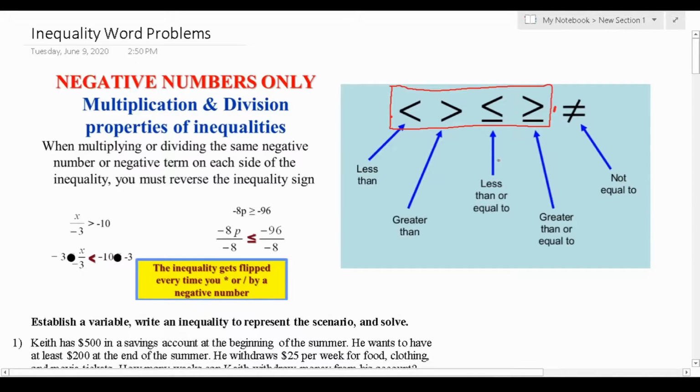Similarly, I also want to remind you that one of the other differences is when you multiply or divide by a negative across the inequality sign, that is on both sides of the inequality sign, that's going to prompt you to flip the direction of the inequality. And we'll see that in just a few minutes.